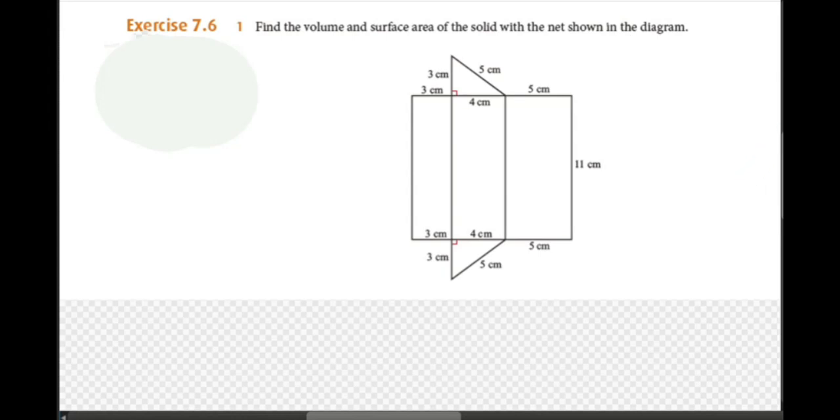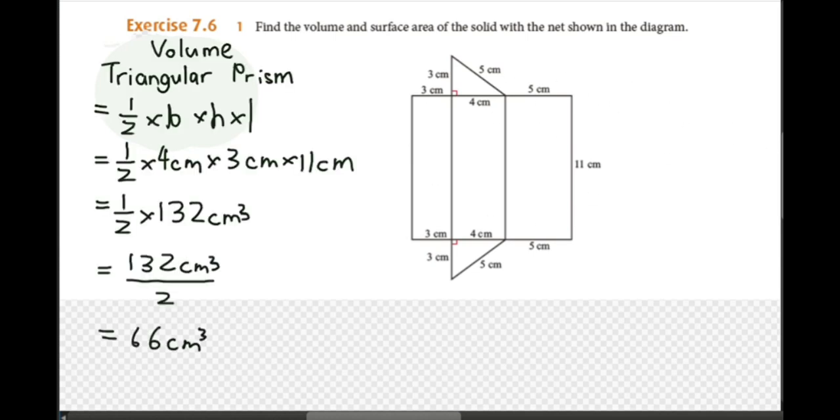Hi, I'm Lyn Syuen, and now I will be explaining exercise 7.6, question 1. Here it says find the volume and surface area of the solid with the net shown in the diagram. So first we will be finding the volume.